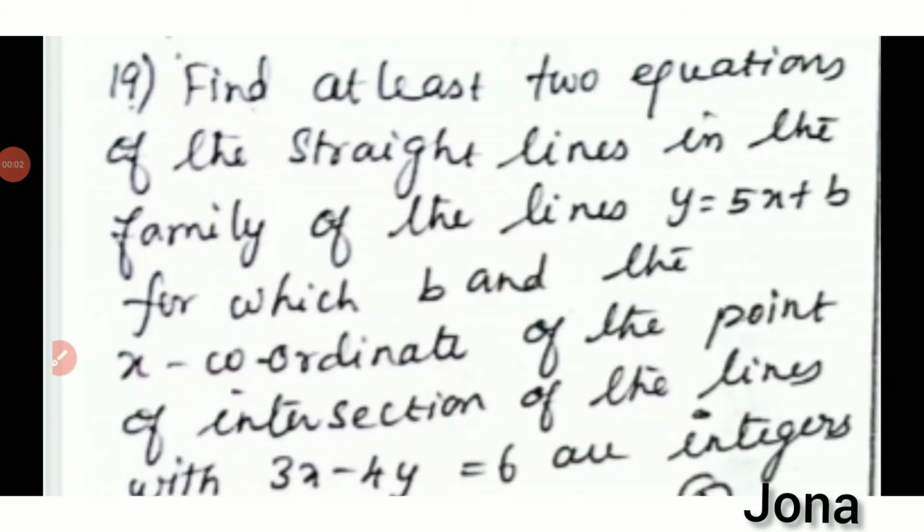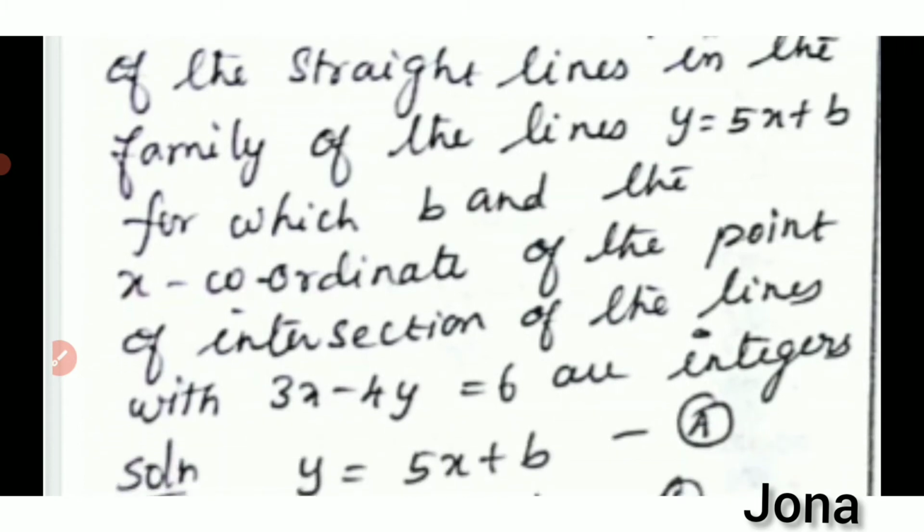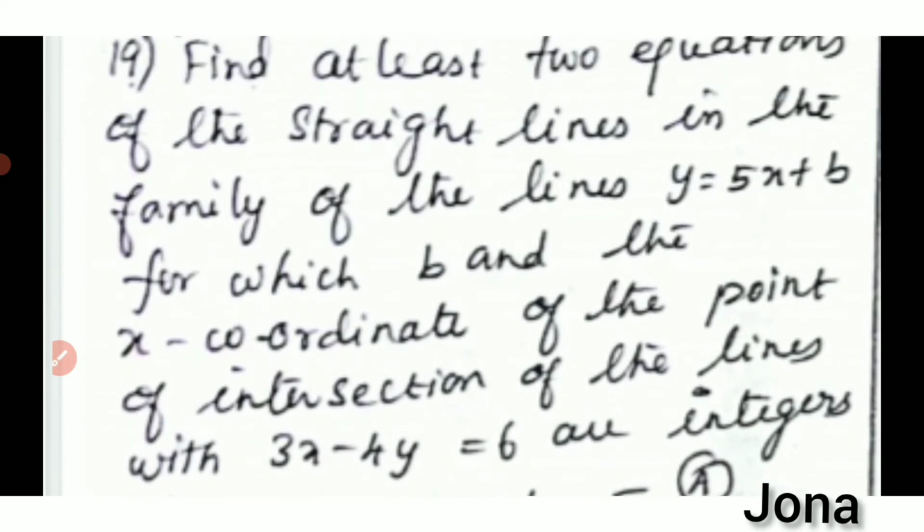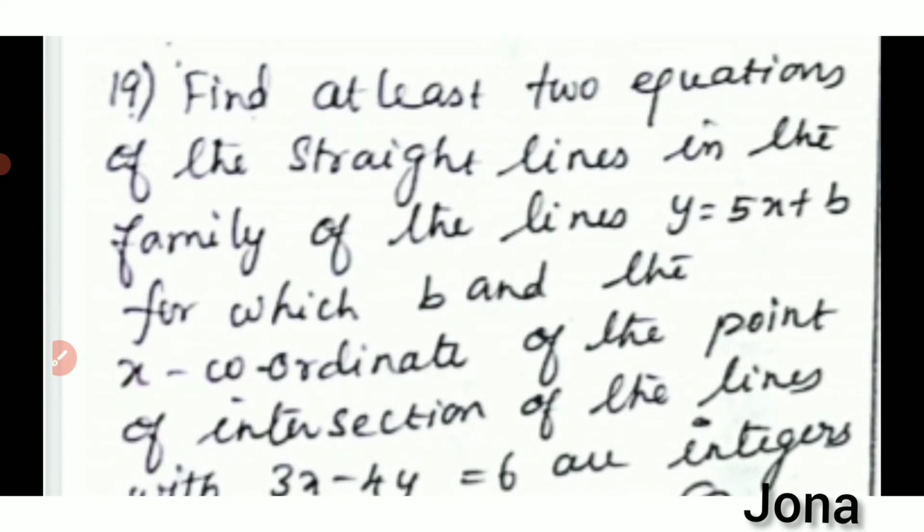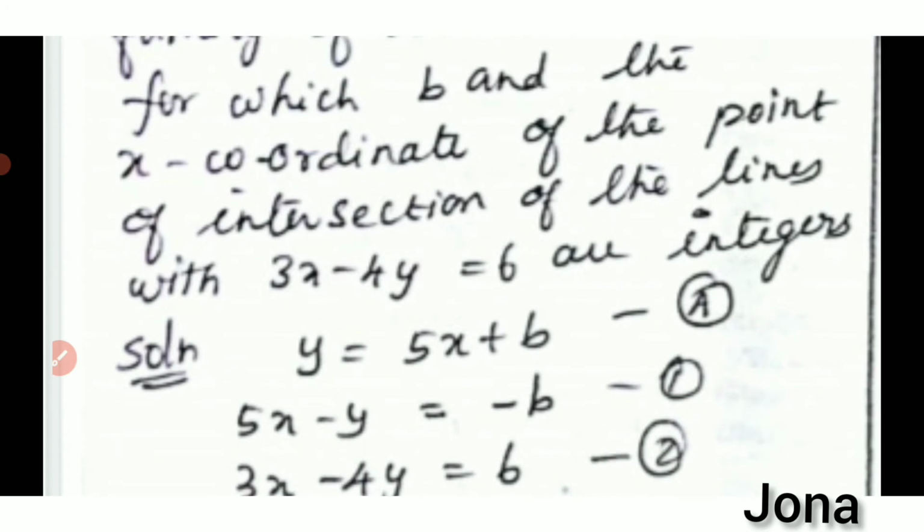Nineteenth sum. Find at least two equations of the straight lines in the family of the lines y equal to 5x plus b, for which b and the coordinates of the point of intersection of the lines with 3x minus 4y equal to 6 are integers. So now we want to take the equation y equal to 5x plus b.